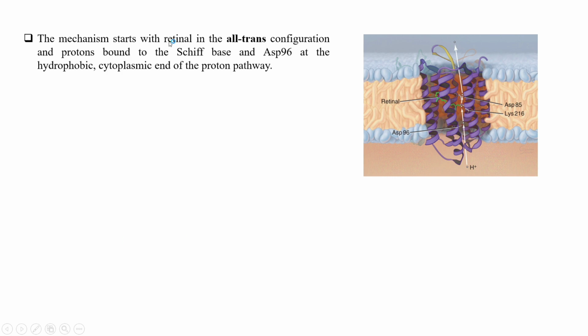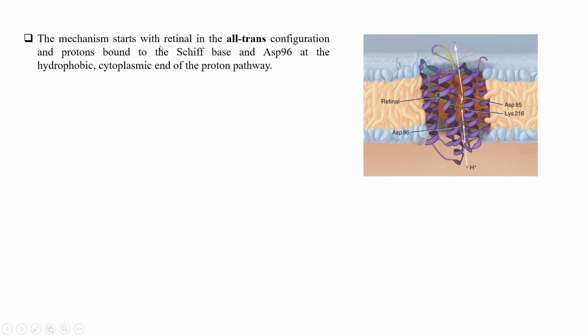The mechanism starts with the retinal in the all-trans configuration. So basically this retinal has two alternative conformations. One is called all-trans and the other is the 13-cis configuration. When the configuration of the retinal changes, the structure of the protein also changes. So absorption of a single photon can excite the chromophore and change its conformation, and that conformational change causes changes in the structure of the protein, and that's why it can transfer the protons.